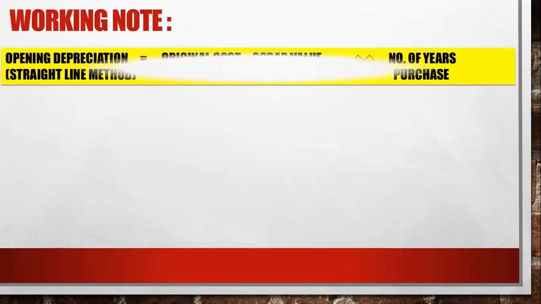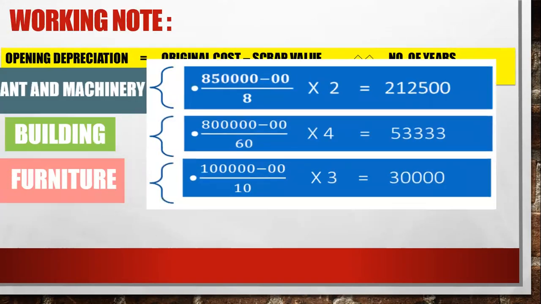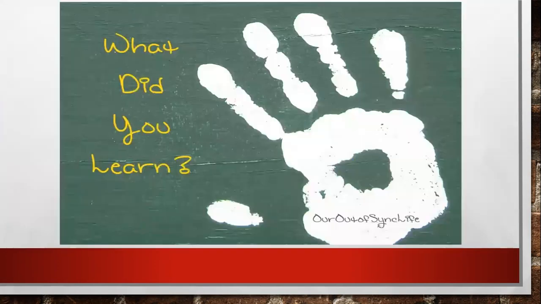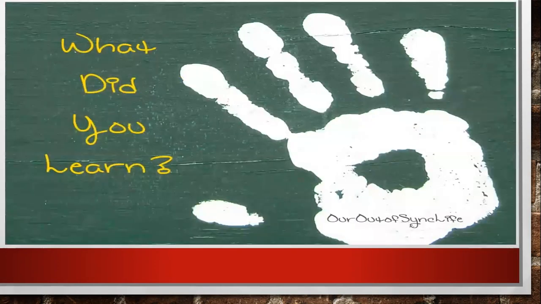So we'll start with a new topic. Our next topic is company final accounts. In this topic you have learned about depreciation, what you mean by gross block, what you mean by net block, what depreciation is.